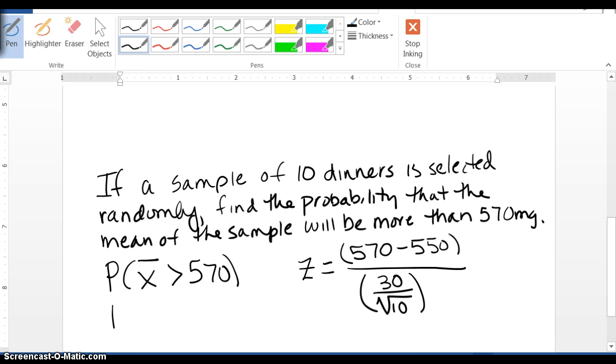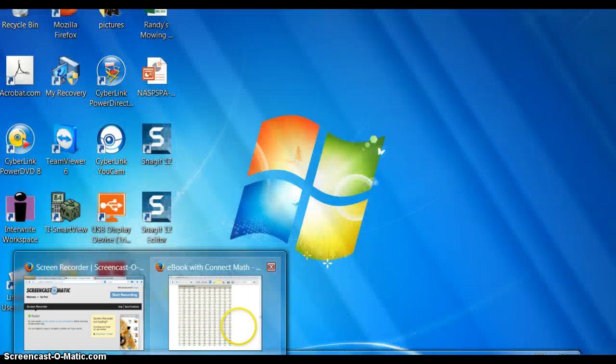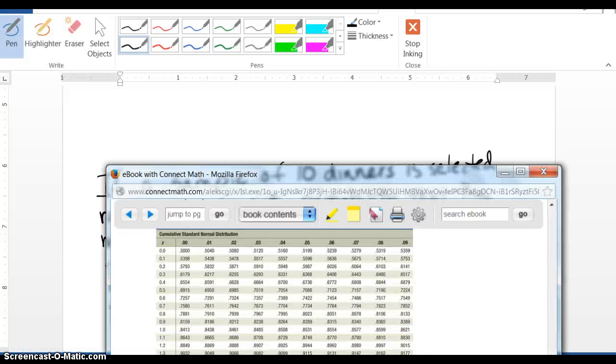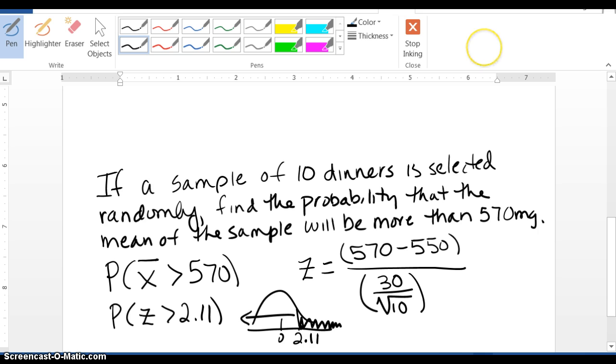So now the question we're answering is this. So when we go to our table, we're looking for over on this direction, but again, your table will give you to the left. So let's look up a z of 2.11. It's right here, 9826, right there, 9826. And then we'll subtract it from 1.